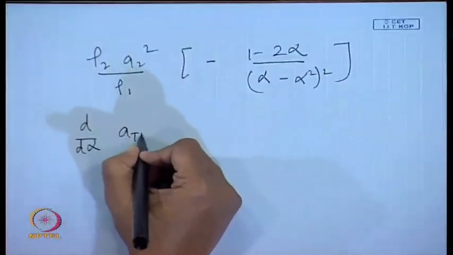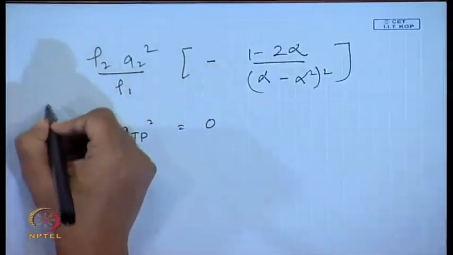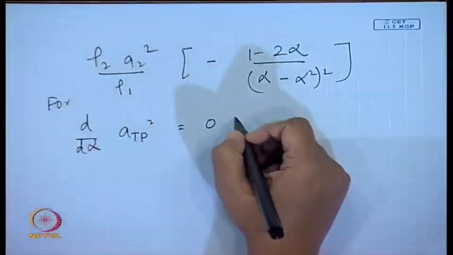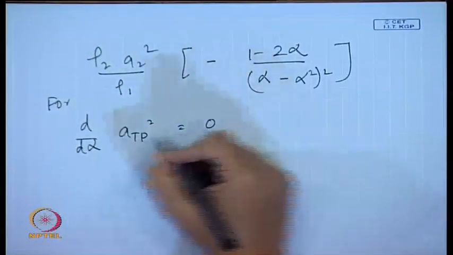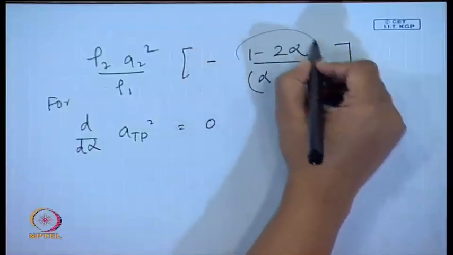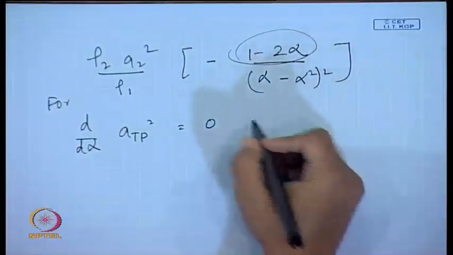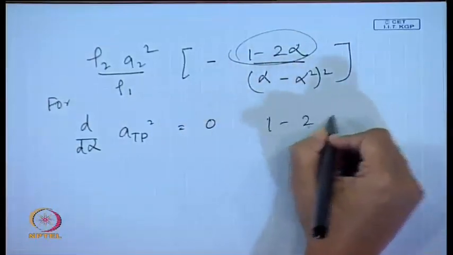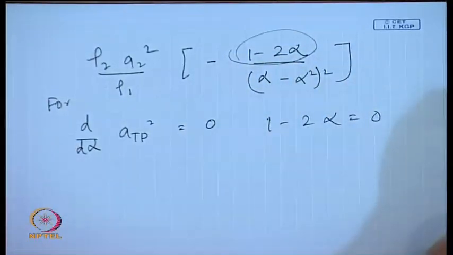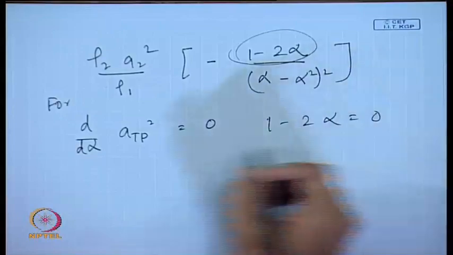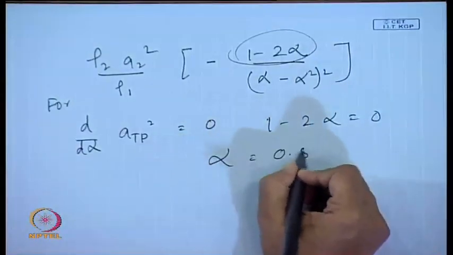So, therefore, if I have d d alpha of ATP square equal to 0 for this particular case, what do I need? This can be equal to 0 only when this term equals 0. Agreed? Or in other words, 1 minus 2 alpha equals 0. And what does it give you? Alpha equals 0.5.